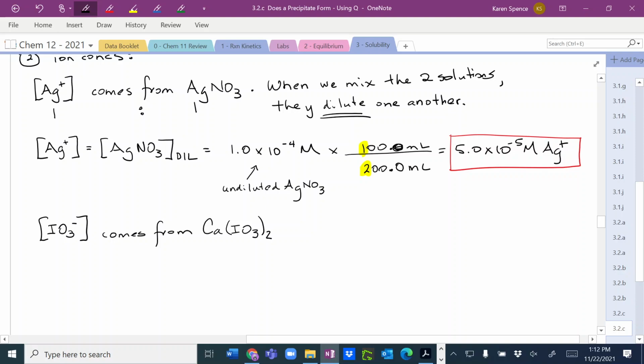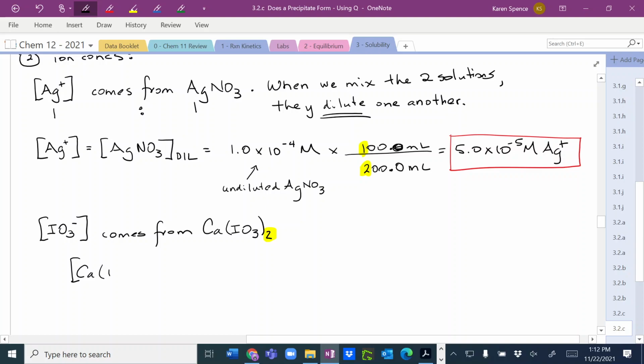So I'm not going to be able to do this thing where I just say the concentration of iodate is equal to the concentration of calcium iodate because I have this little 2 here, yes? So you can show it however you like. I kind of just like to find my diluted concentration of calcium iodate first and then find the concentration of iodate, but you can do it whichever way you like.